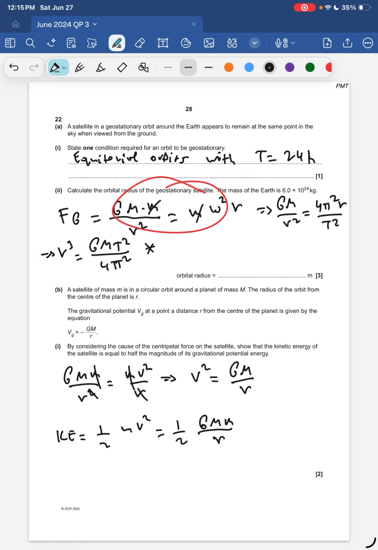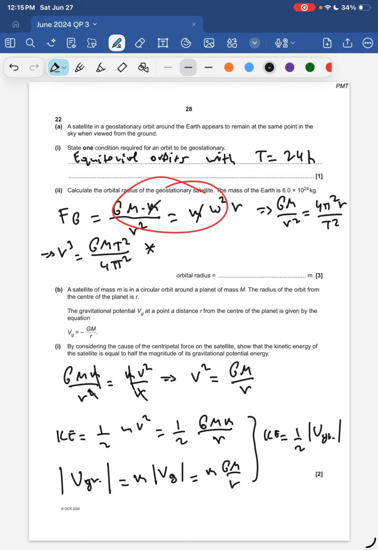So 1/2 GMm over r. Okay, now the magnitude of, let's call it U gravitational, is equal to the mass of the satellite times the magnitude of the gravitational potential Vg. So it's equal to m times GM over r. So we immediately see that the kinetic energy is actually 1/2 times the magnitude of the gravitational potential energy. So that's the proof. Let's move on.